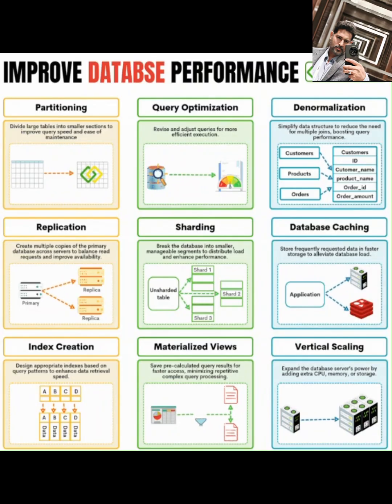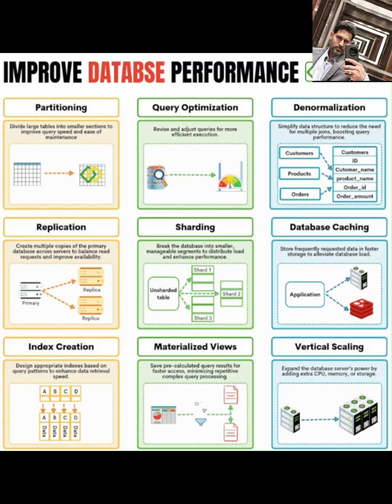Now, let's talk about denormalization. You might have heard about database normalization, which aims to reduce redundancy. Denormalization, on the other hand, intentionally adds some redundancy to simplify the data structure and reduce the need for complex joins during querying. For example, instead of always joining customers and orders tables to get the customer's name, you might include the customer's name directly in the orders table for faster retrieval in certain scenarios. However, be careful with denormalization as it can lead to data inconsistencies if not managed properly.